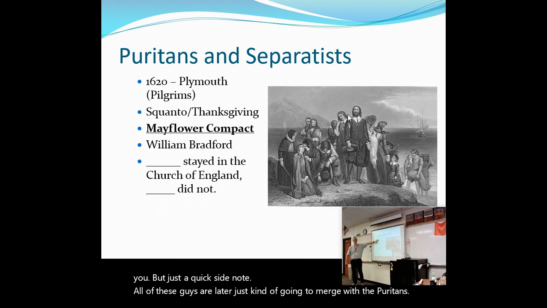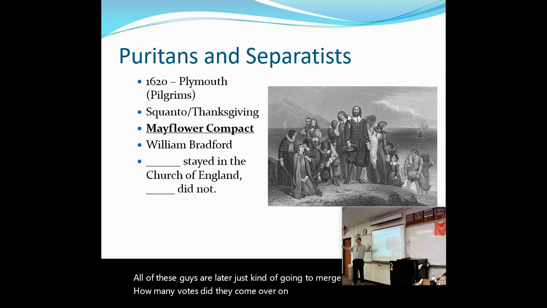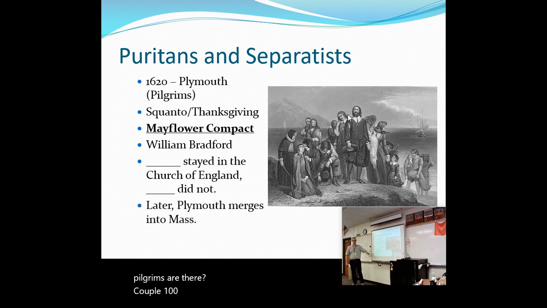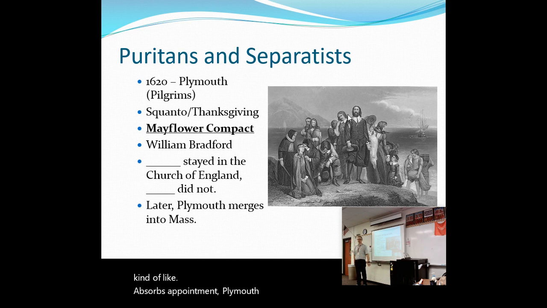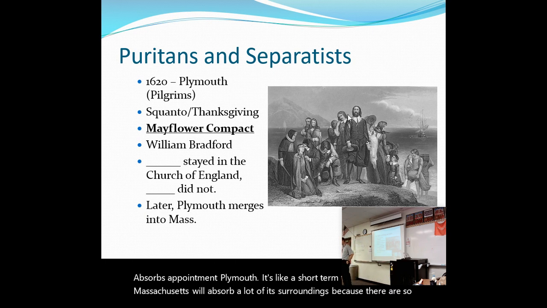How many boats did they come over on? And how many pilgrims are there? A couple hundred. Well, there's 30,000 Puritans who are coming over. And the Puritans are going to settle Massachusetts Bay. So Massachusetts just kind of absorbs Plymouth. Plymouth, it's a short-term thing. So Massachusetts will absorb a lot of its surroundings because there are so many of these Puritans that are coming over.